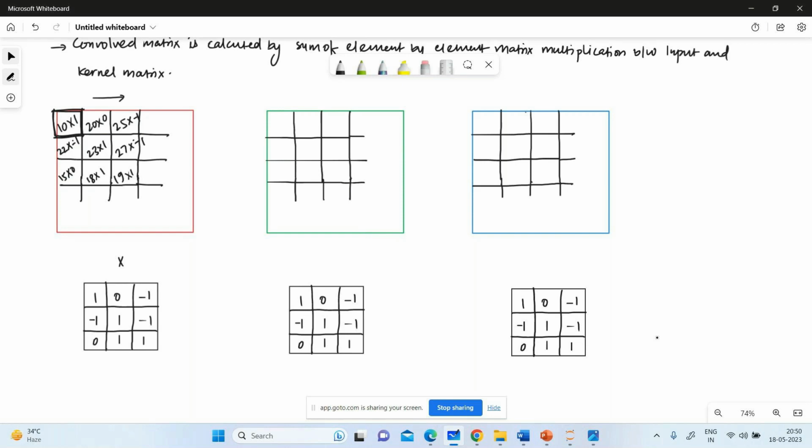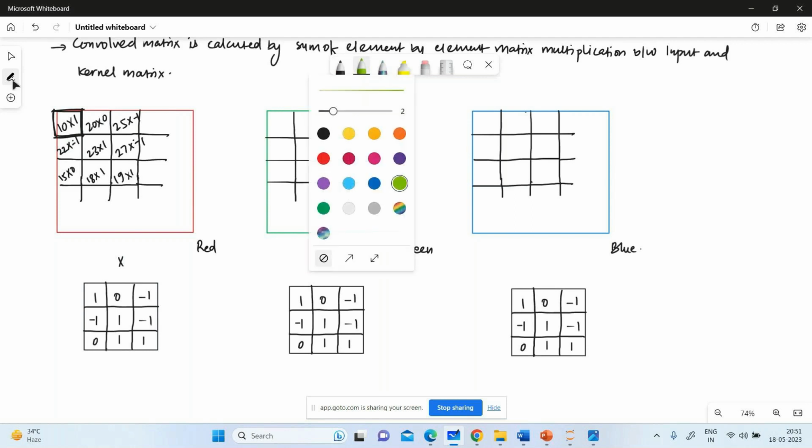I'll show you through the GIF exactly how it moves. This movement is known as strides. With the help of a stride, which is generally of shape 1 cross 1 or 2 cross 2, it covers all the pixel values of the images. Now, when it is working with the red, green, and blue values, the resultant output should again be one matrix. But how will it be done?